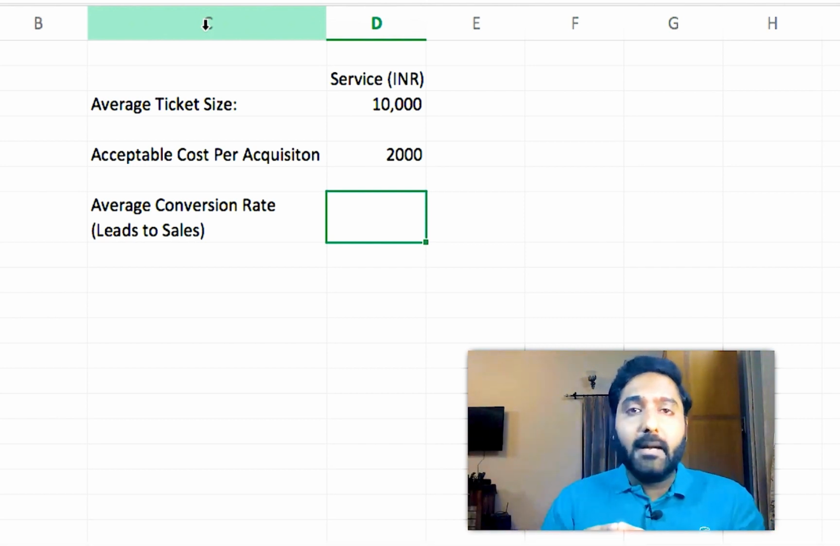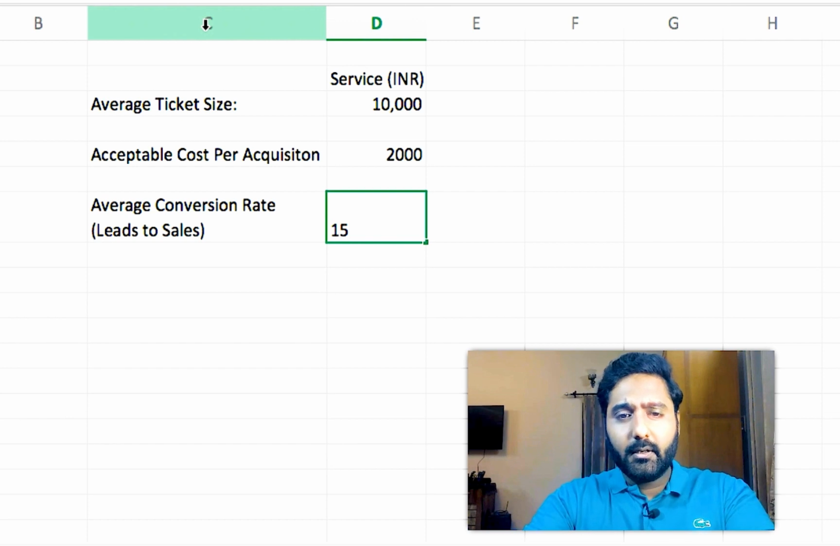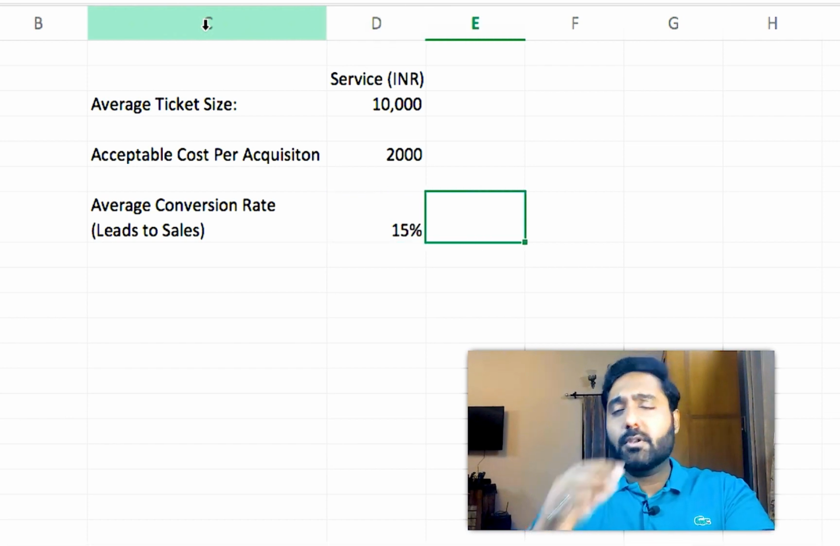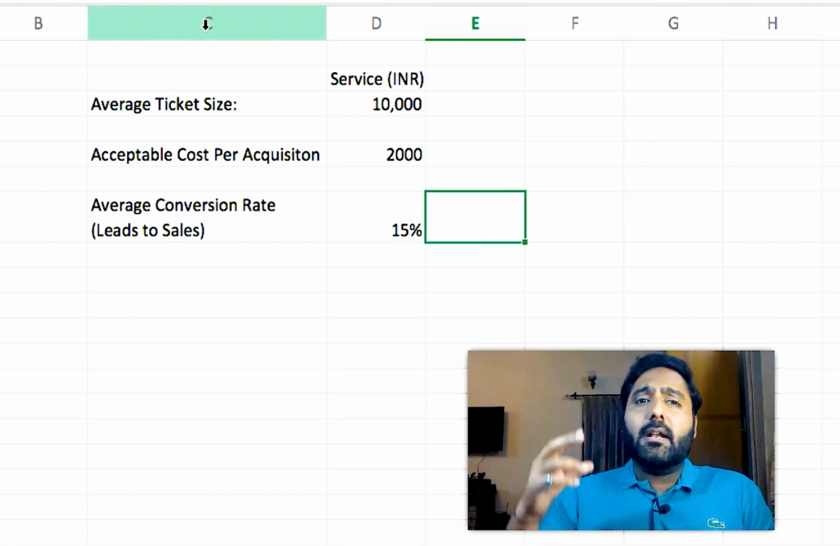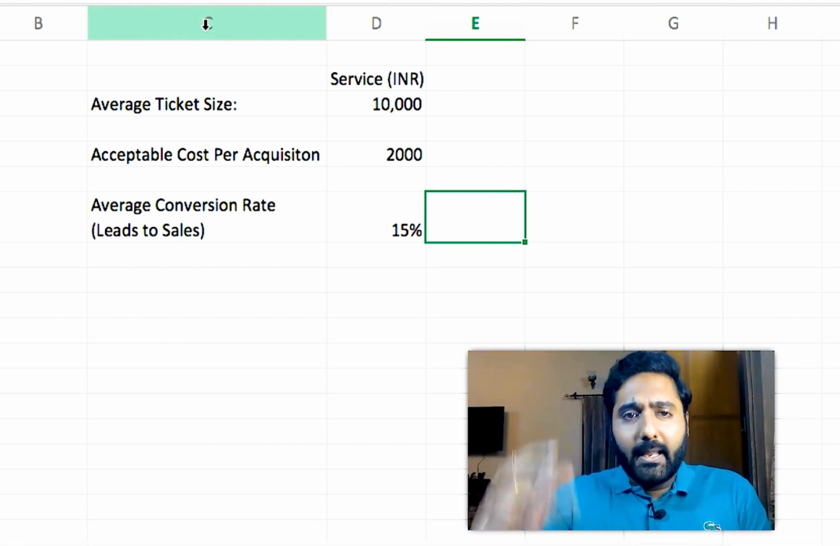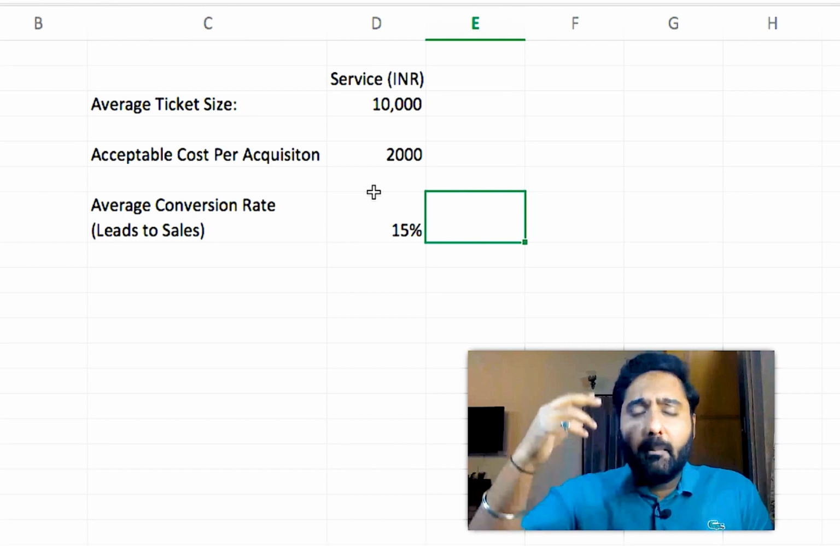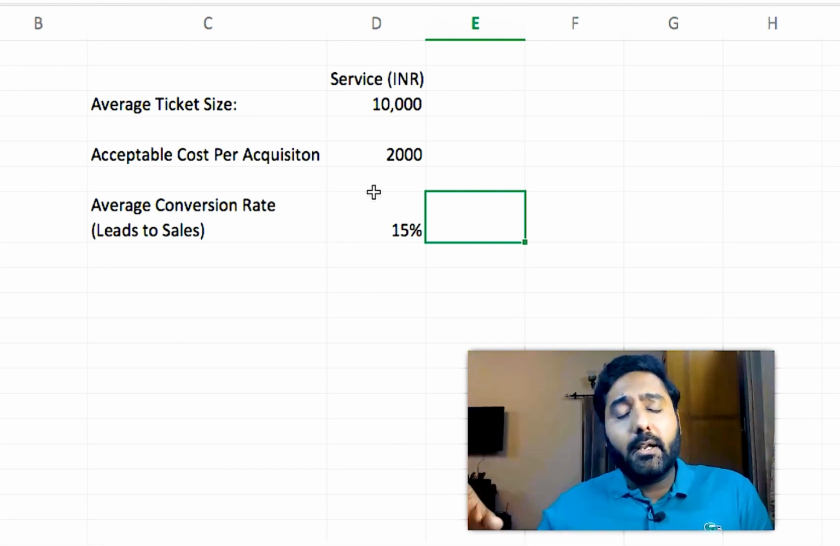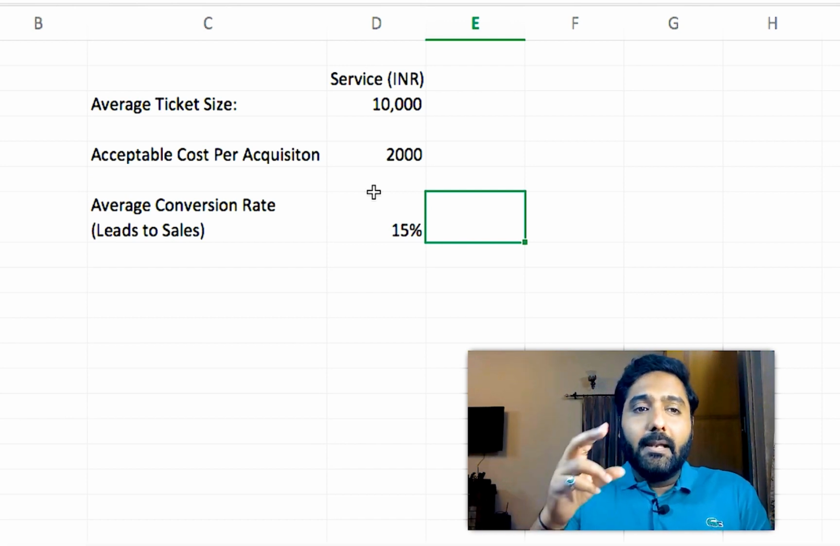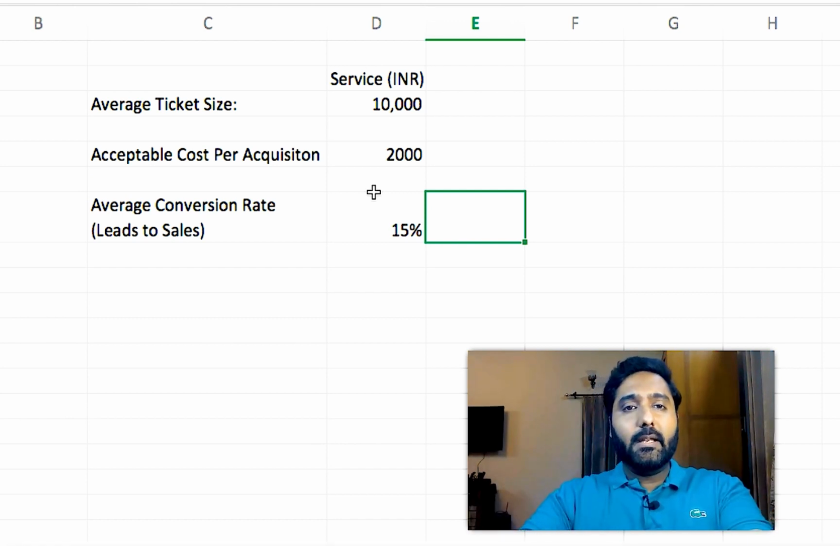So what is the average leads to sales conversion ratio in your business or the business you're handling? Now, if you know this metric, good enough. If you don't, make an assumption. In this particular example, I'm going to take 15% as the average conversion rate. I'm playing very safe here. What I'm saying here is if I'm getting 100 leads through my campaign, only 15 out of those leads are actually converting into my customers. So my lead to conversion ratio is 15%.